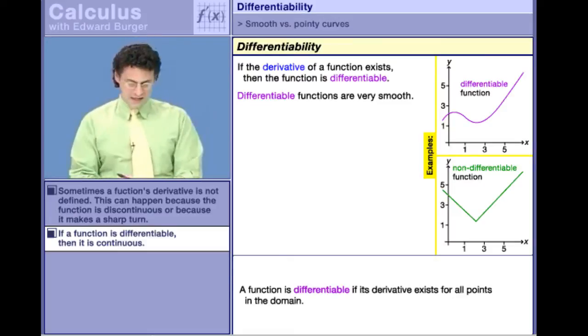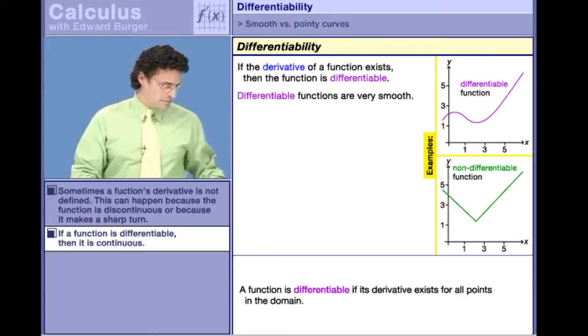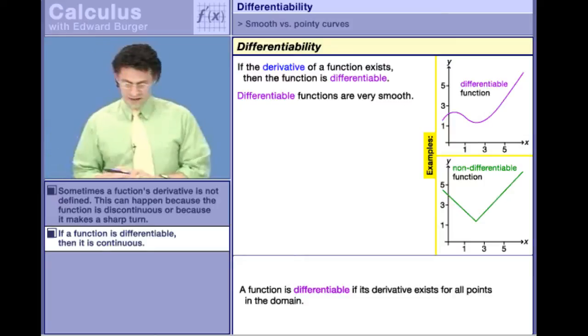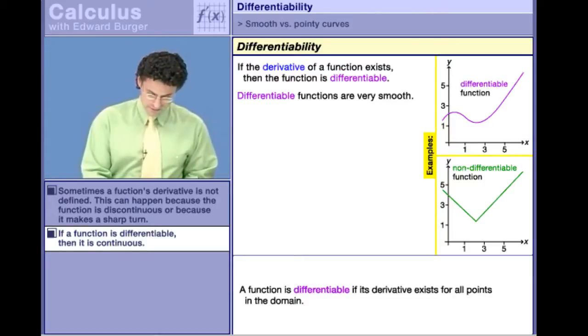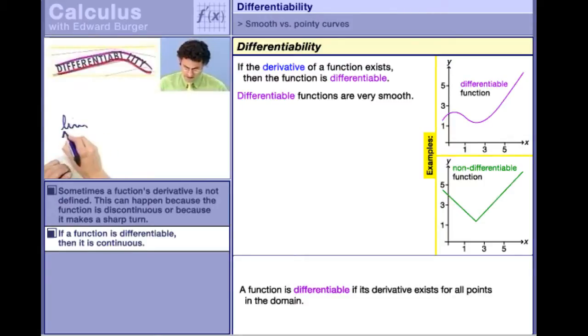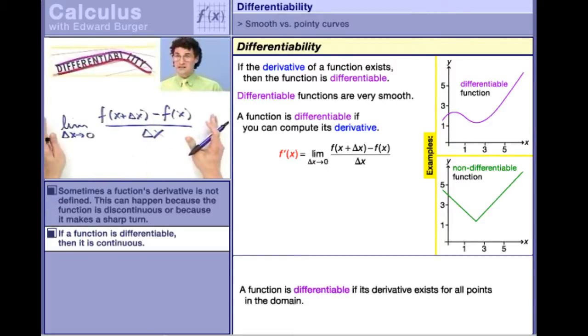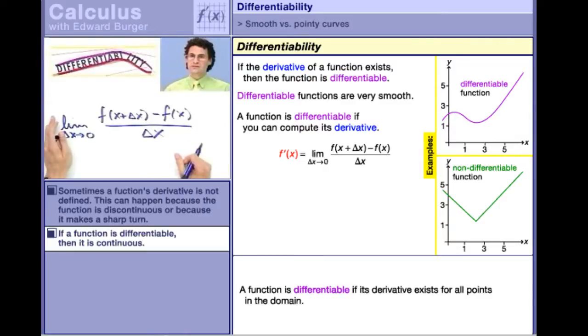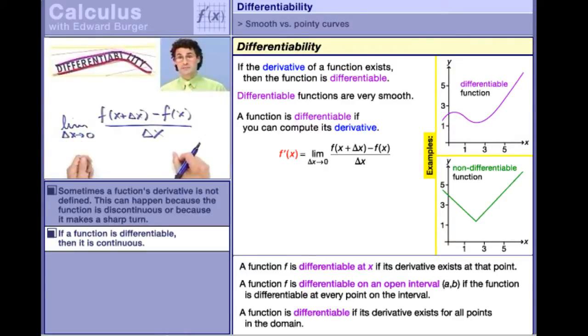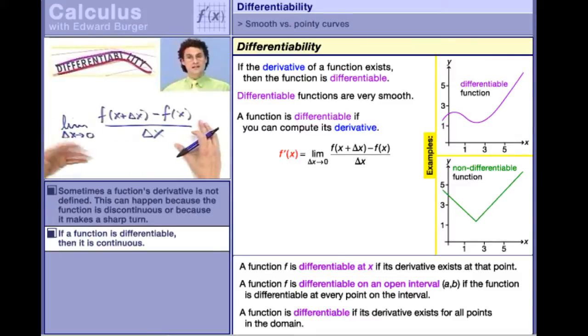If something is differentiable, a function is differentiable, if I can compute the limit as delta x goes to 0 of f of x plus delta x minus f of x, all divided by delta x. If that limit does, in fact, exist, then I say the original function f of x is an example of a differentiable function, and this whole realm is called differentiability.